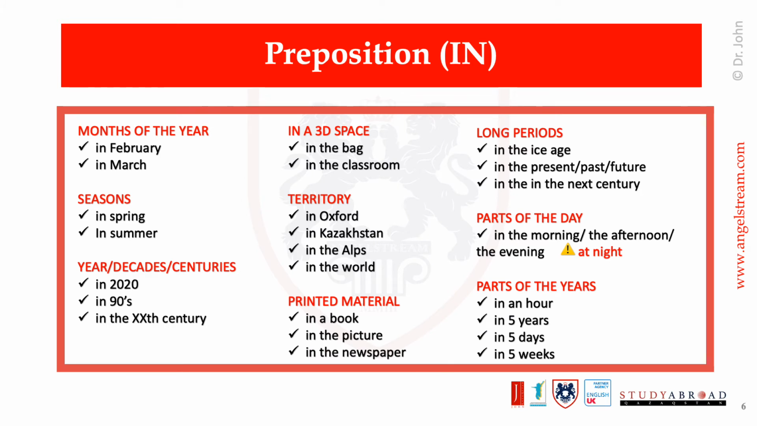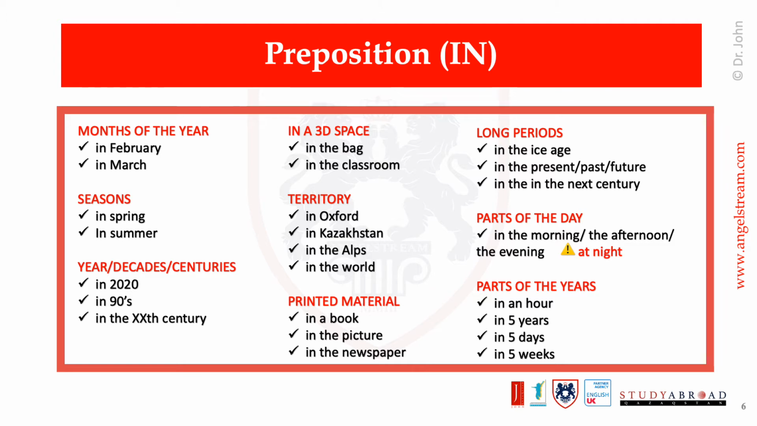We have got months of the year. As I have said earlier, we are using in February, in March, because there is a period of time when it starts, there's a period of time when it ends. The next one, season, spring or summer, it starts at a certain time, it finishes at a certain time.